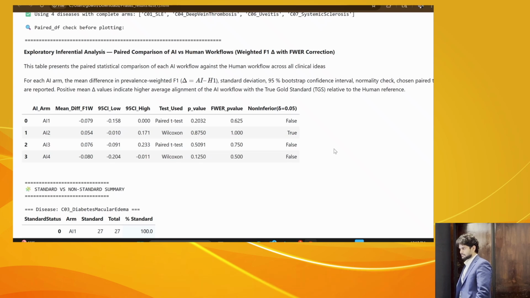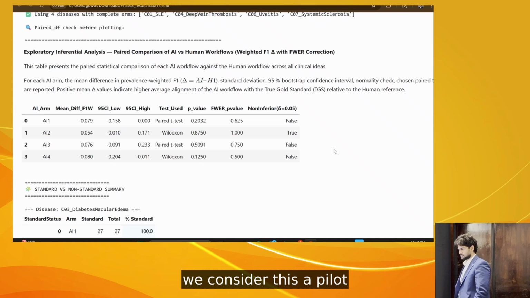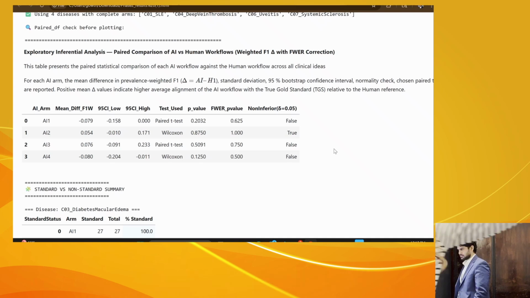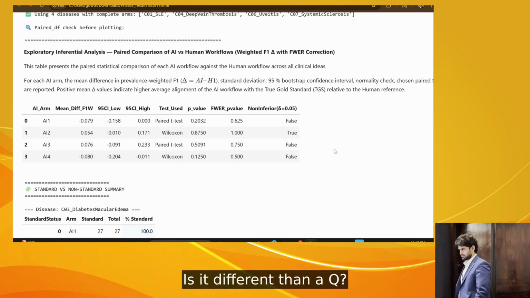The third step: we consider this a pilot. There are so many limitations. What are the conditions we selected? Chronic is different than acute. The LLM process, all of these things.